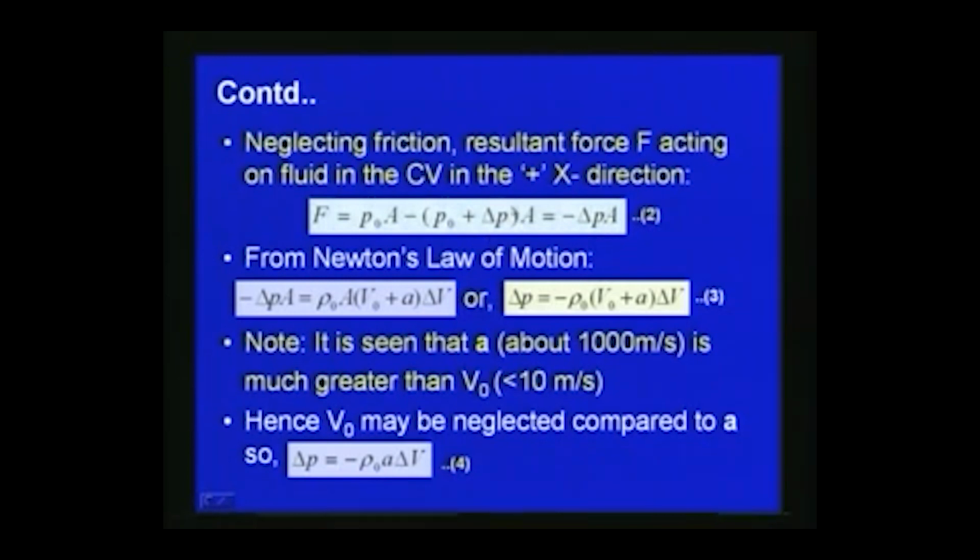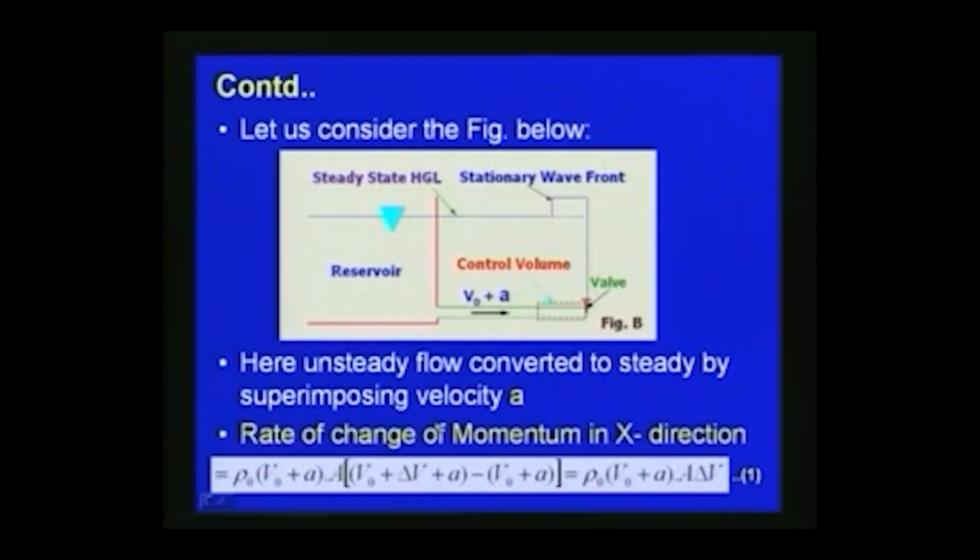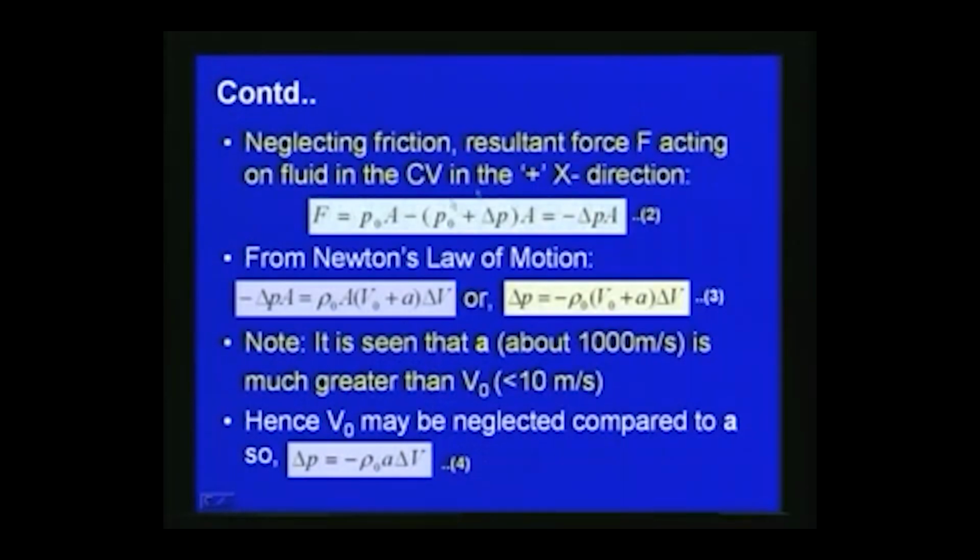Now we can use Newton's law of motion. The net resultant force is equal to the rate of change of momentum, as we have done in equation number 1. So, we can equate equation number 1 and 2. From Newton's law of motion we get minus delta P into A is equal to rho 0 into A into (V0 plus A into delta V).